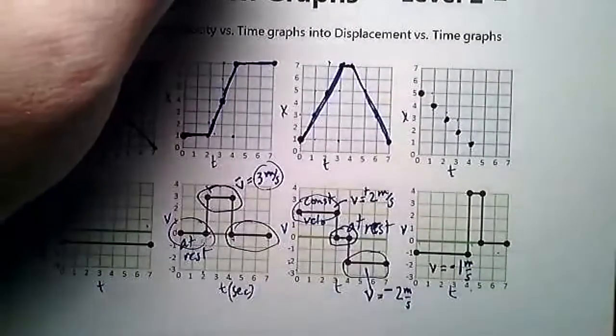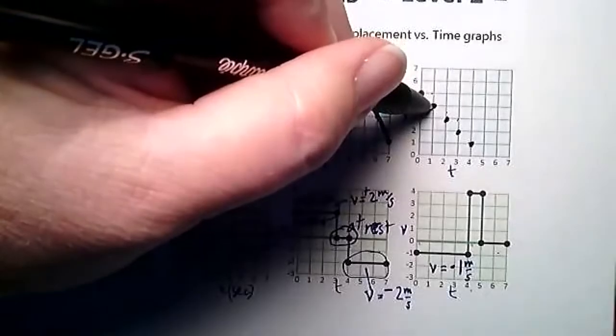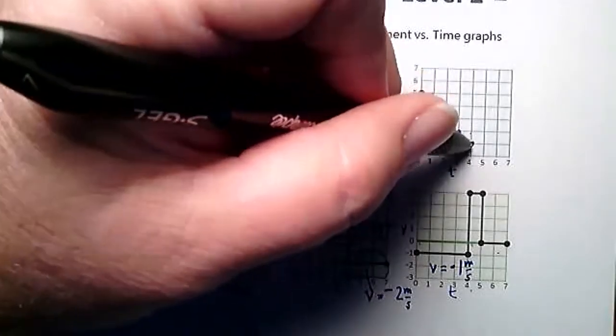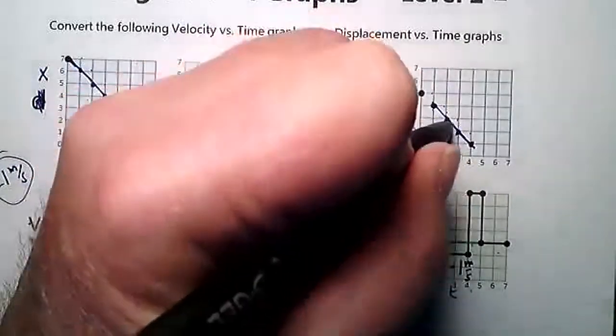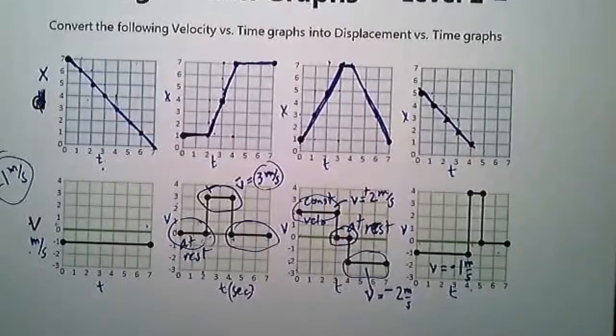over 1. Okay, so for 4 seconds, each time a second passed, we dropped a meter. Second pass, drop a meter. Second pass, drop a meter. Second pass, drop a meter for 4 seconds. Now this is just a big game of connect the dots, you guys. All right, that's what my first line is going to look like.